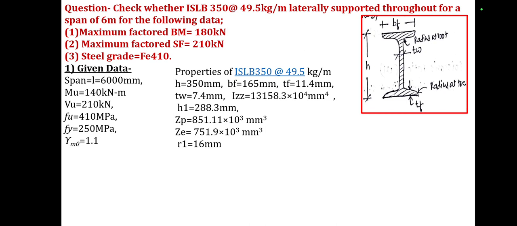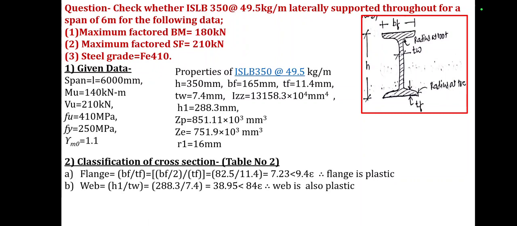H1, that is the depth of the web, is equal to 288.3 mm. Zp of the section is 851.11 into 10 raised to 3 mm cube. Ze is 751.9 into 10 raised to 3 mm cube. R1 is 16 mm. Students, I am always telling you to always look at the conversion of the units. All the values are in mm, MPa. That's why you need to convert the moment and shear force into Newton only.